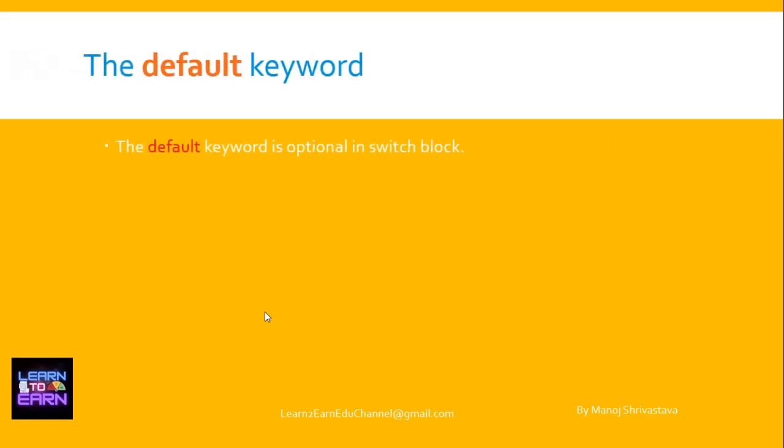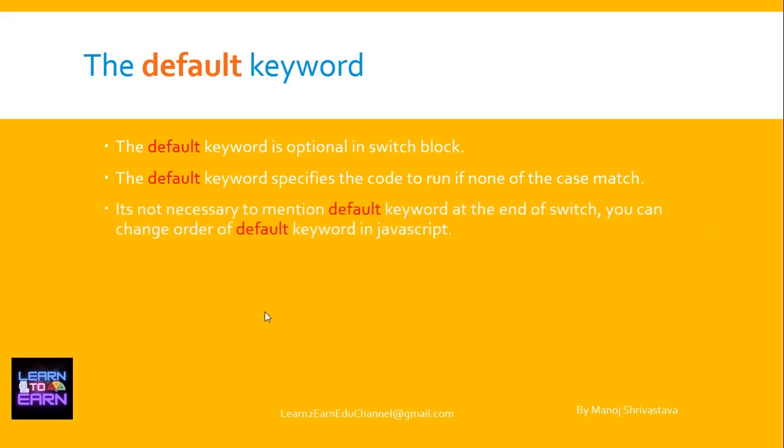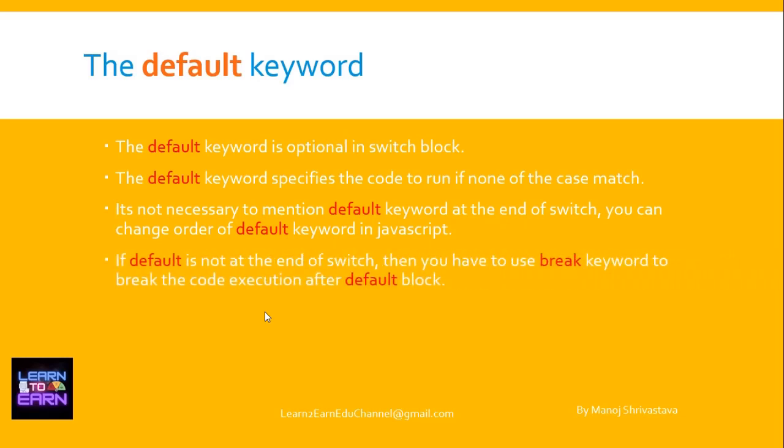The default keyword. The default keyword is optional in a switch block. The default keyword specifies the code to run if none of the cases match. It's not compulsory to mention the default keyword at the end of the switch. You can change the order of the default keyword in JavaScript. But remember, if default is not at the end of the switch, then you have to use a break keyword to stop the code execution after the default block. Let's have a look.